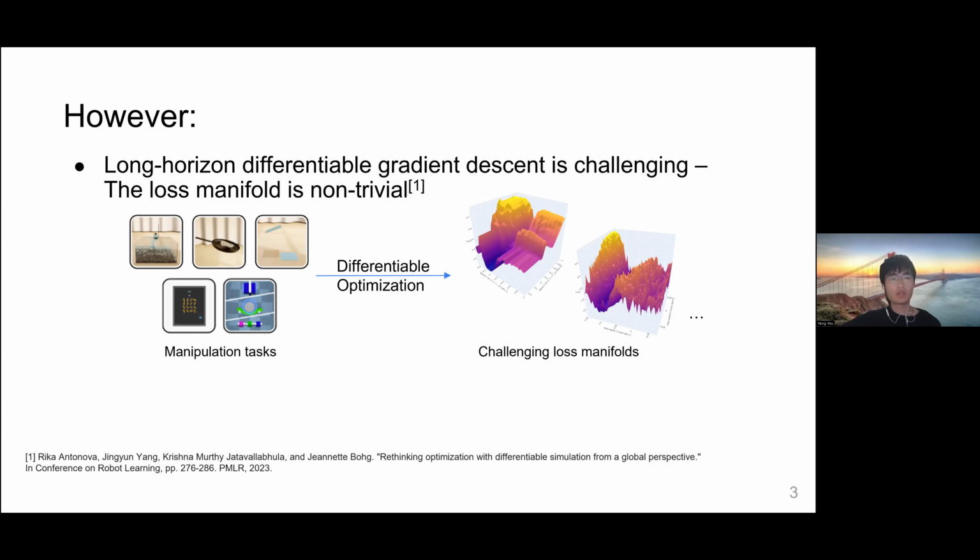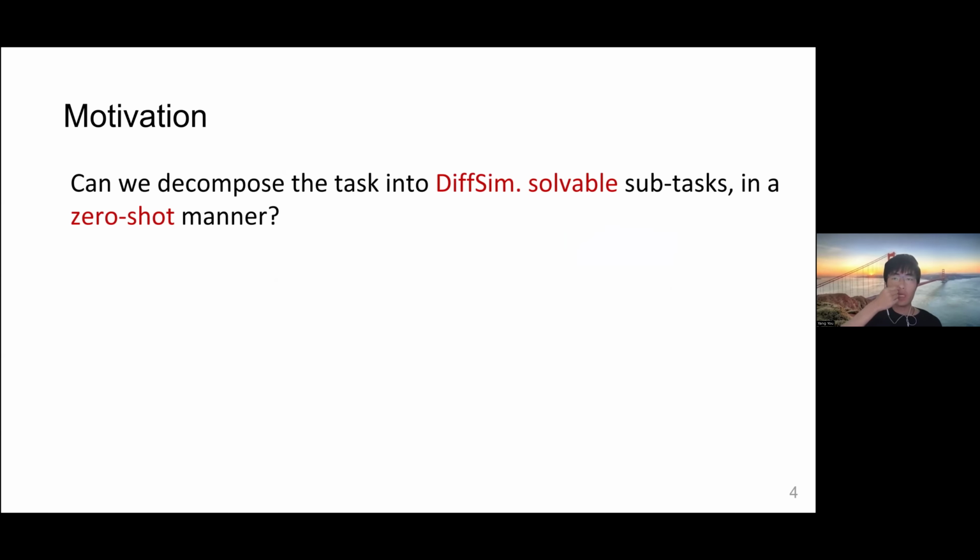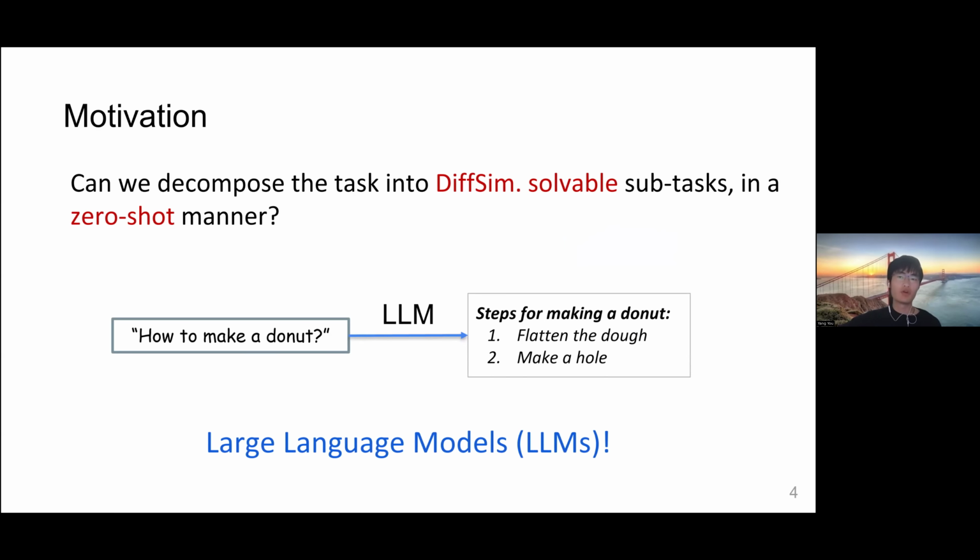Of course, alternatively, we can collect data to directly supervise the training, but it is relatively hard to get enough data for deformables since they have a large number of degrees of freedom. So can we decompose a task into differentiable solvable subtasks in a zero-shot manner? The answer is yes. If you ask a large language model nowadays how to make a donut, it can tell you, okay, here is the first step. You need to flatten the dough. And here is the second step. You need to make a hole.